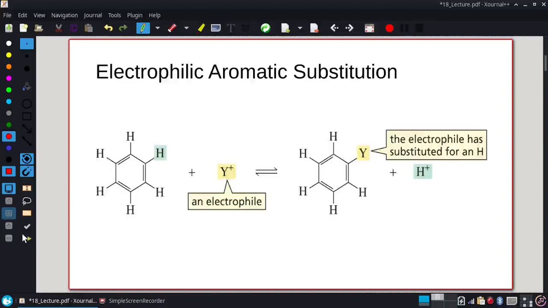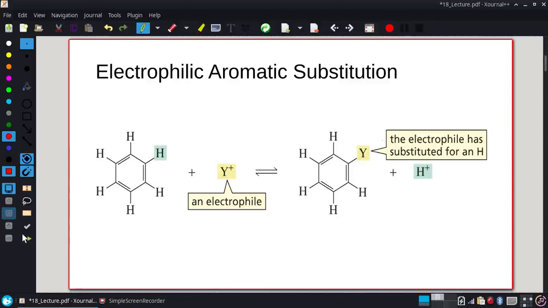Alright, on to some reactions. So electrophilic aromatic substitution is the first thing that we're going to be looking at here. And what actually happens is an electrophile replaces a hydrogen on the benzene ring. And it is specifically an electrophile. It's not a nucleophile.